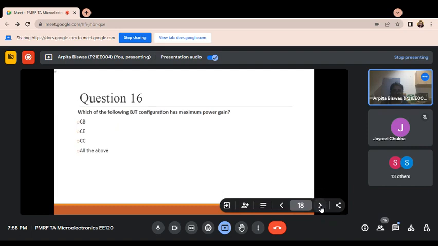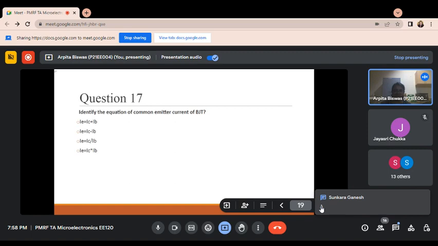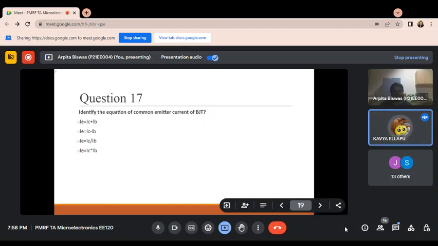So we are moving towards question number 17. And this is also a very basic question. Identify the equation of common emitter current of BJT. IE equal to IC plus IB, or IE equal to IC minus IB, or IE equal to IC by IB, or IE equal to IC into IB. Ma'am, option A. IE equal to IC plus IB. Yes. Anyone else? I think all of you know the answer. At least unmute yourself and give the answer.